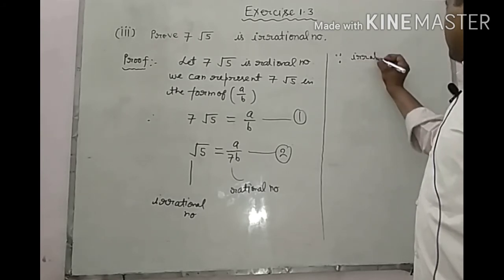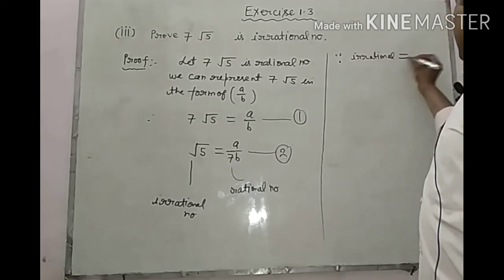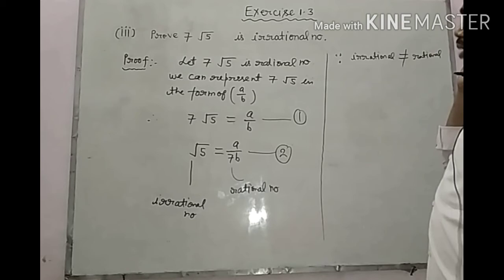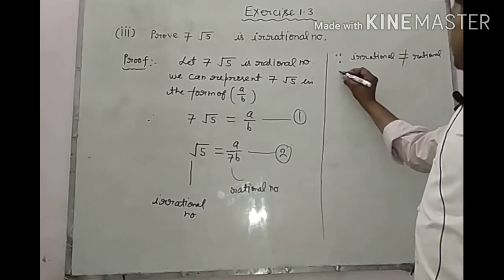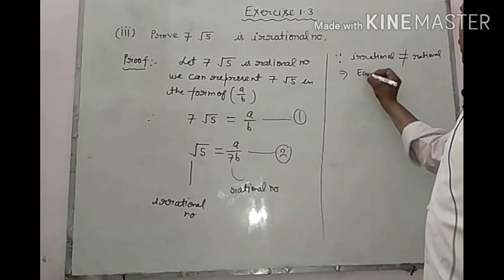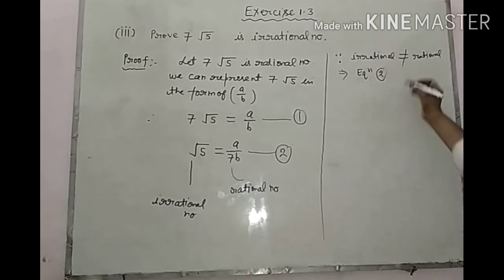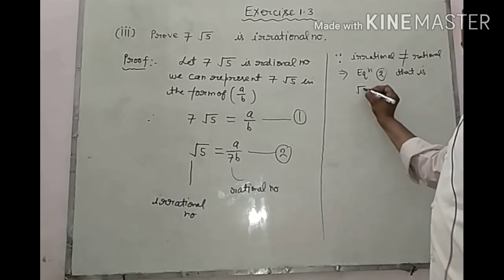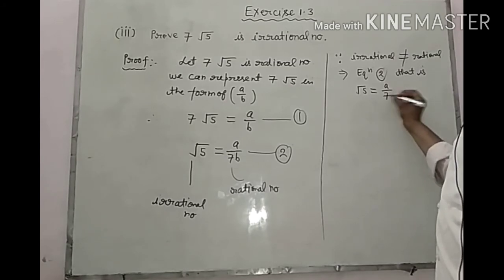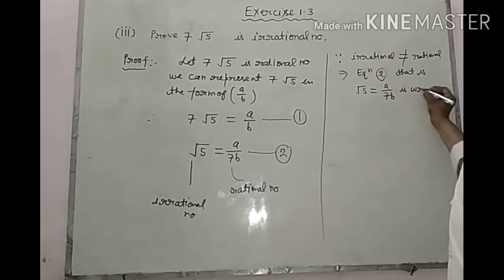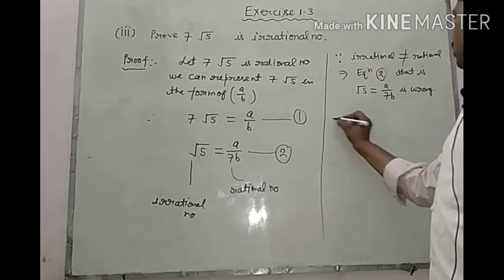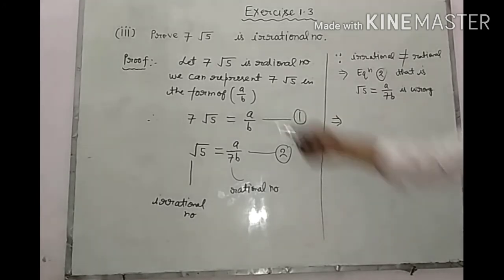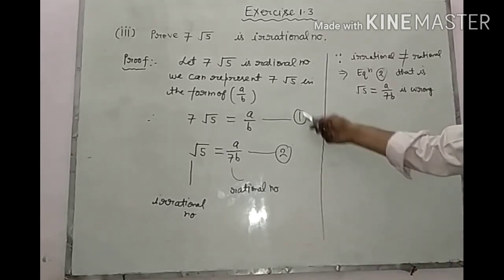irrational cannot be rational. Hence, equation number 2, that is root 5 equal to a upon 7b, is wrong. Equation 2 is wrong, and we know that equation 2 comes from equation 1. So equation 1 is wrong.